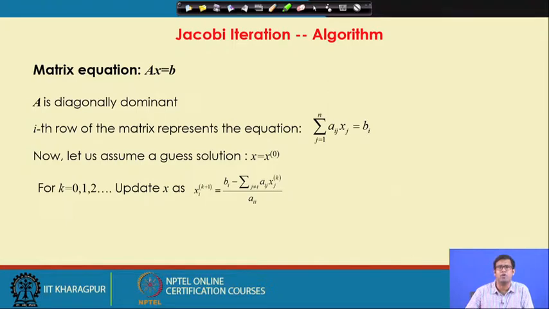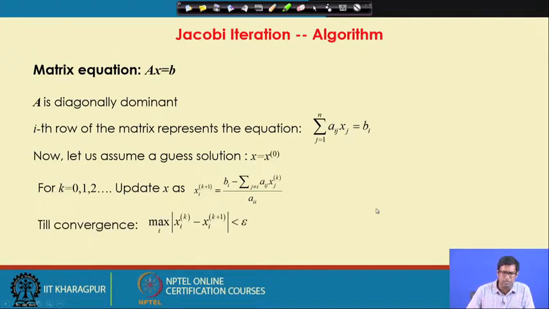So, for all off-diagonal Aij, we multiply it with the corresponding x and divide by Aii, and we iterate. So, we start with x0, we get x1 using x0 here, and then using x1 here we get x2, using x2 here we get x3. So, we are updating all the elements of the vector x at different levels, and we will do this till we get convergence, that is, the maximum of the absolute value of xi(k) minus xi(k+1) is less than epsilon.